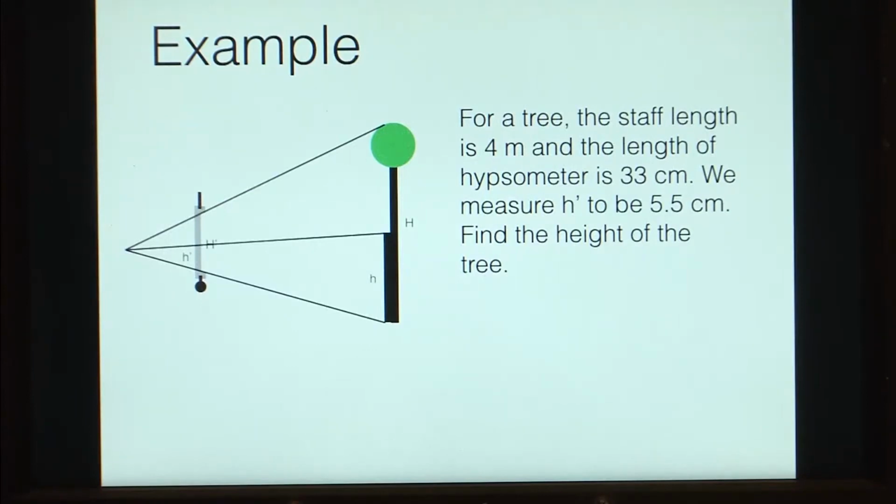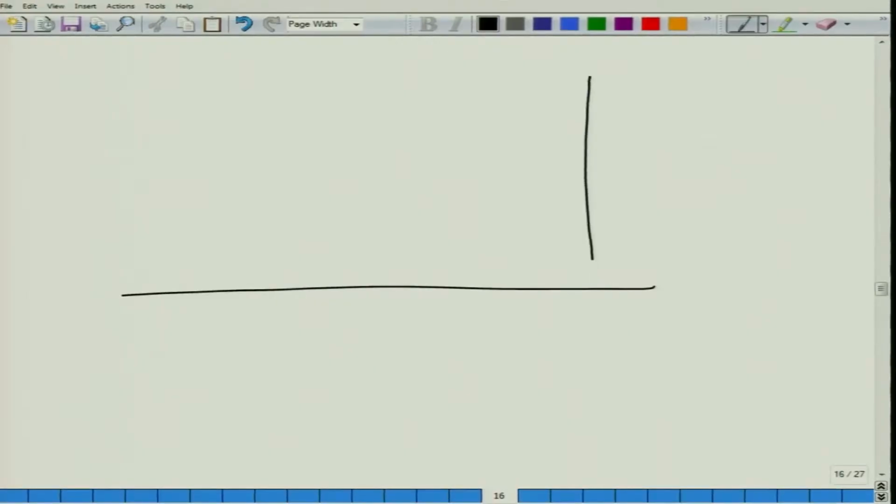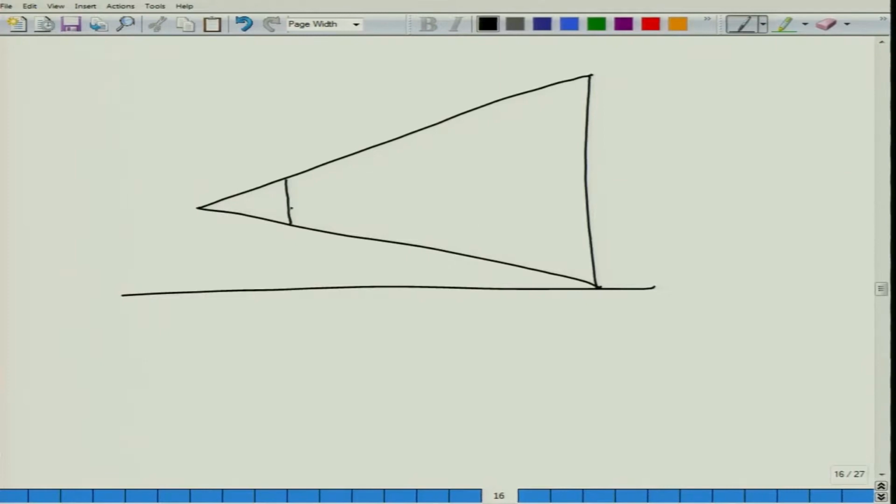For a tree, the staff length is 4 meters and the length of the hypsometer is 33 centimeters. We measure h prime to be 5.5 centimeters as we did in the previous case. Find the height of the tree. So, in this case, we are asked to do the opposite thing. We have a tree, we have an observer who is looking at the top and the bottom of the tree through a hypsometer. We have a staff that is added right next to the tree and the observer is looking at the top of the staff.